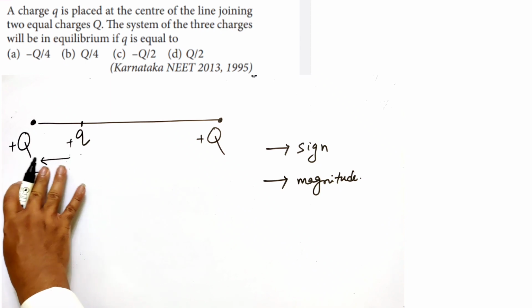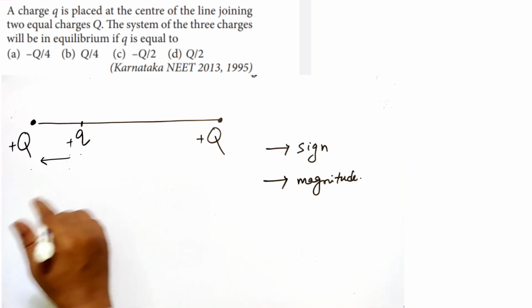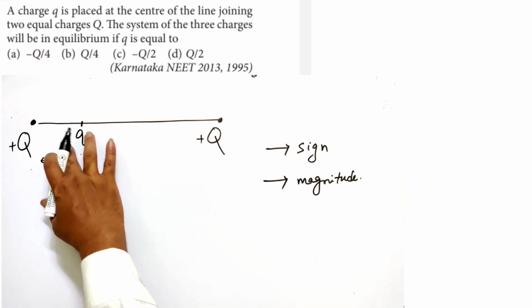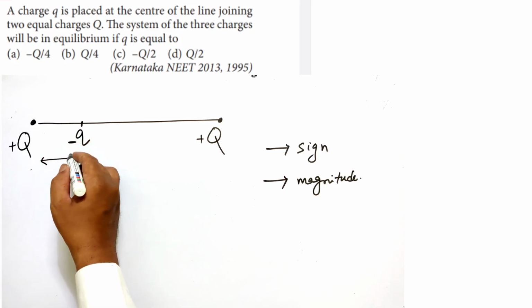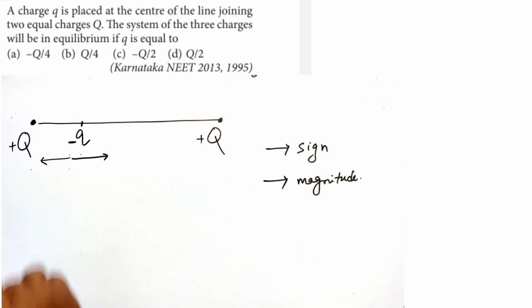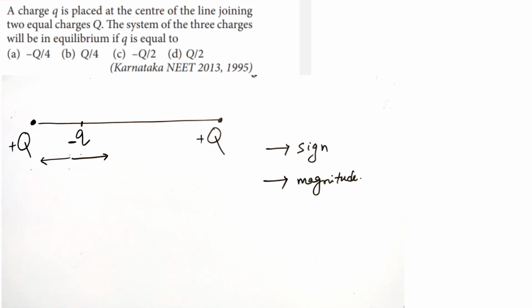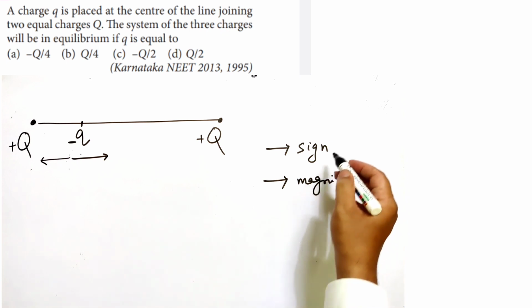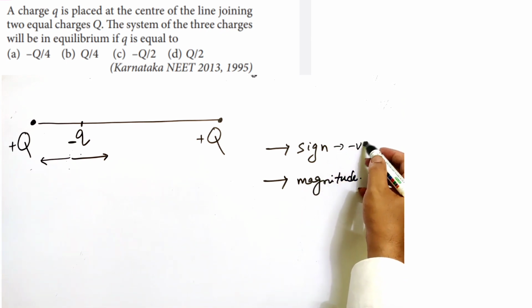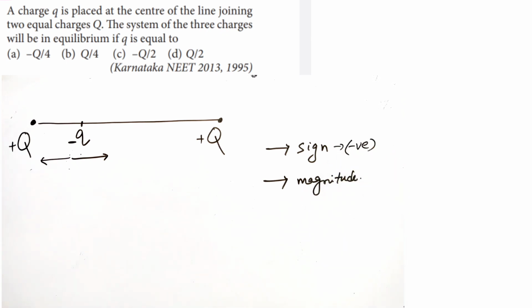So to maintain equilibrium, it must have a negative charge, so that it can attract this charge, and it will repel and it will attract. So then equilibrium can be achieved. So one thing is clear, that the sign is negative. Okay. So now we'll find out the magnitude.